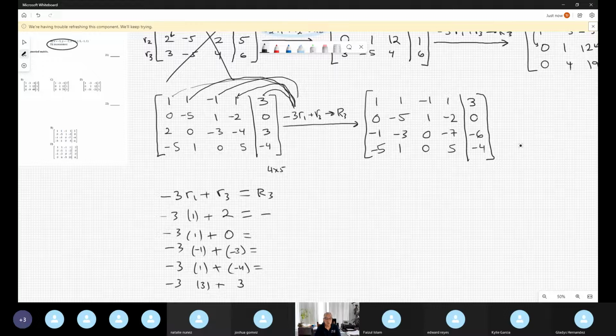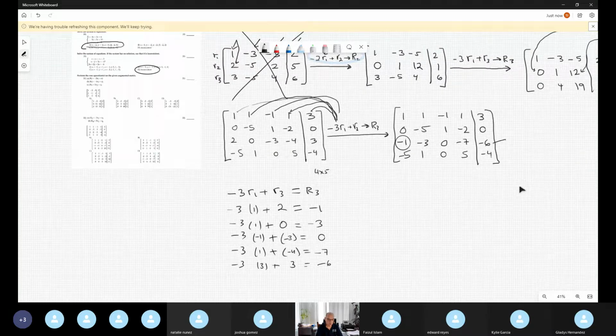Let's check it. This is negative 1. This is negative 3. Next, this is 0 because it's positive 3 minus 3. This is negative 7. And this is 9. Let me see, I made a mistake maybe. It's minus 3 times 3 plus 3, which is negative 9, and then negative 6. Okay. Either way, the way you prefer.